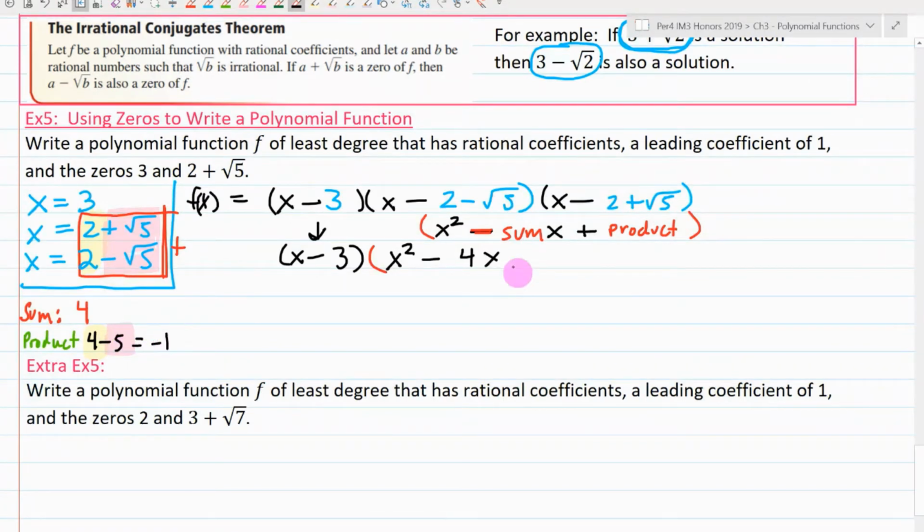So that's a negative 1. So the product is minus 1. The sum is minus the sum, so it's the opposite of whatever the sum is. That's the number that you're going to have there.